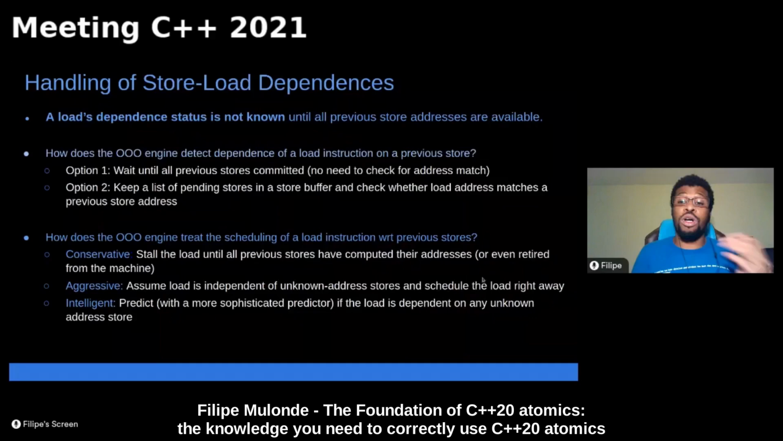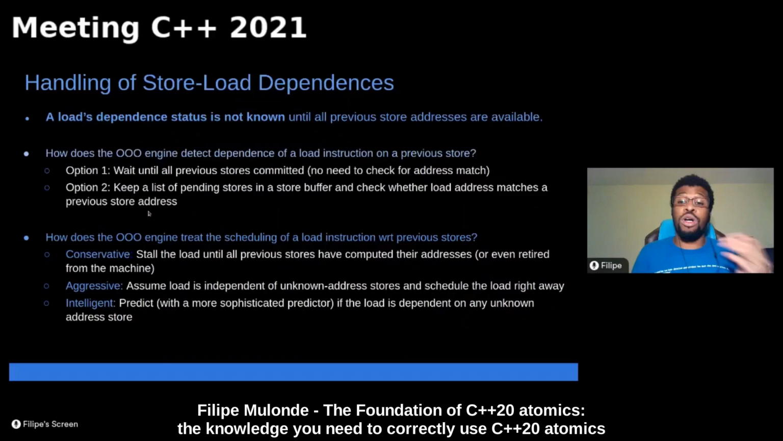So that's why it's not good for performance. And the second option is to keep a list of pending stores in a store buffer and check whether a load address matches a previous store address. So this is a better approach. And going forward, we will see why and how this works.